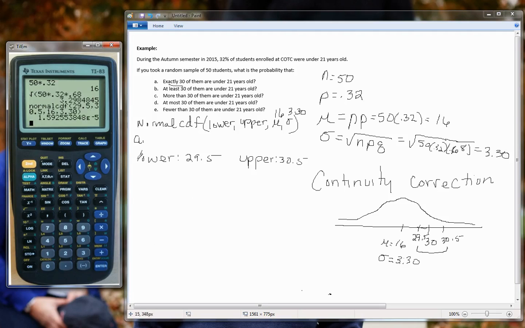Okay, so we get that exactly 30 students here, we get this number with e to the negative 5. Well, that e to the negative 5 means we need to move the decimal place 5 places to the left. So if we do that, we're going to have 0.0000, and I'll round to 4 digits that aren't 0, 1593. So a really small probability that exactly 30 of them are under 21 years old. Okay, now let's look at B.